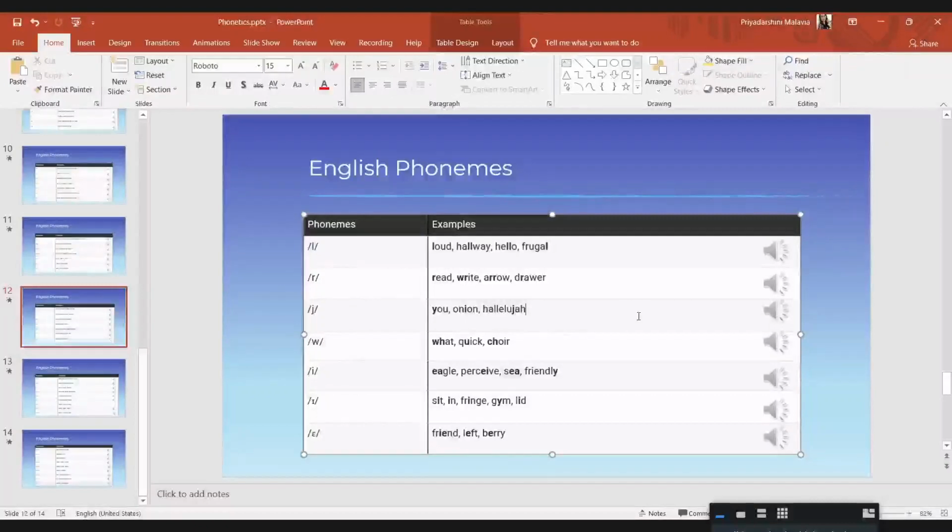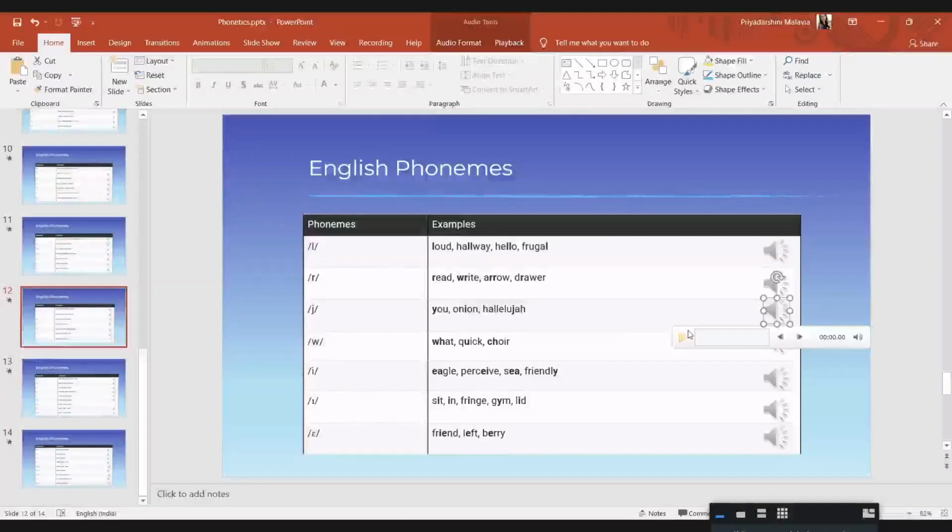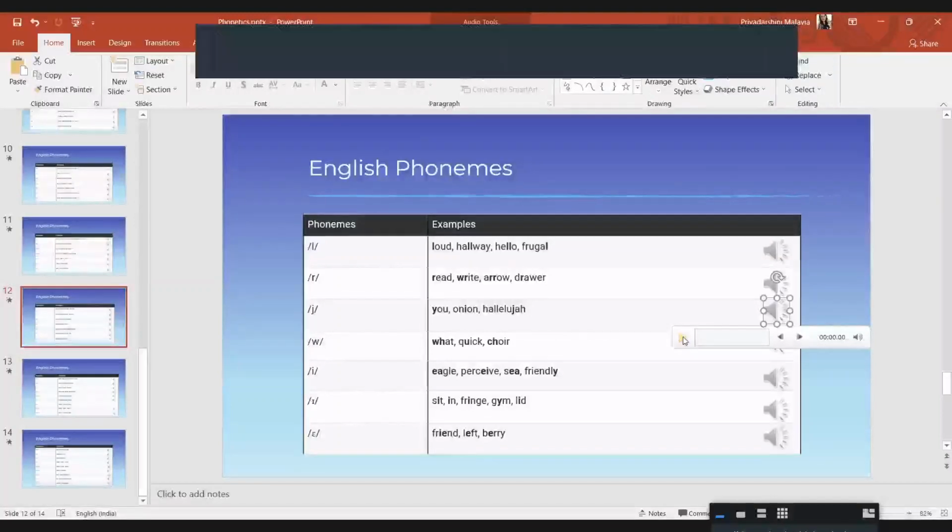And also the same for hallelujah. Hallelujah's spelling has a J at the end, but it is pronounced as a Y. Hallelujah. Okay, so let's just hear that as well. Y, you, onion, hallelujah. Does anyone need a repeat of that, or should I move on? Ma'am, that's fine. It was proper. All right. Good. Okay.